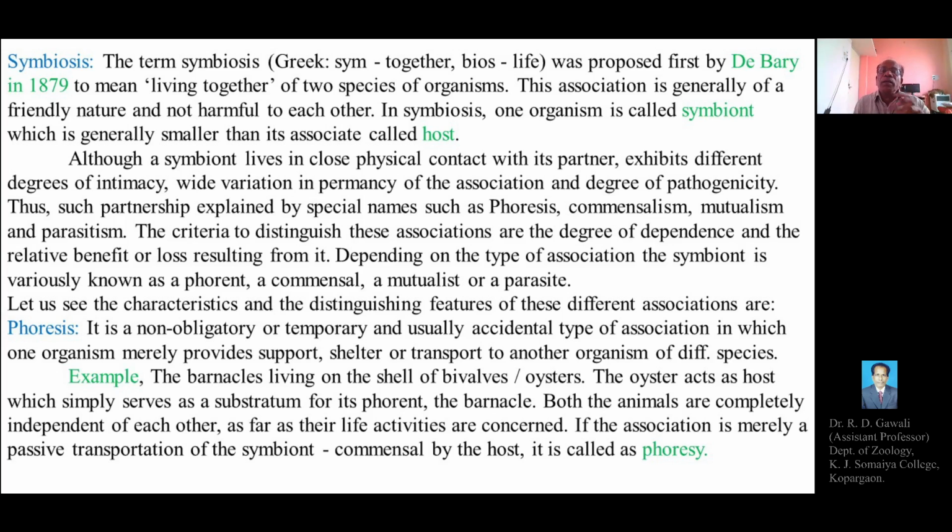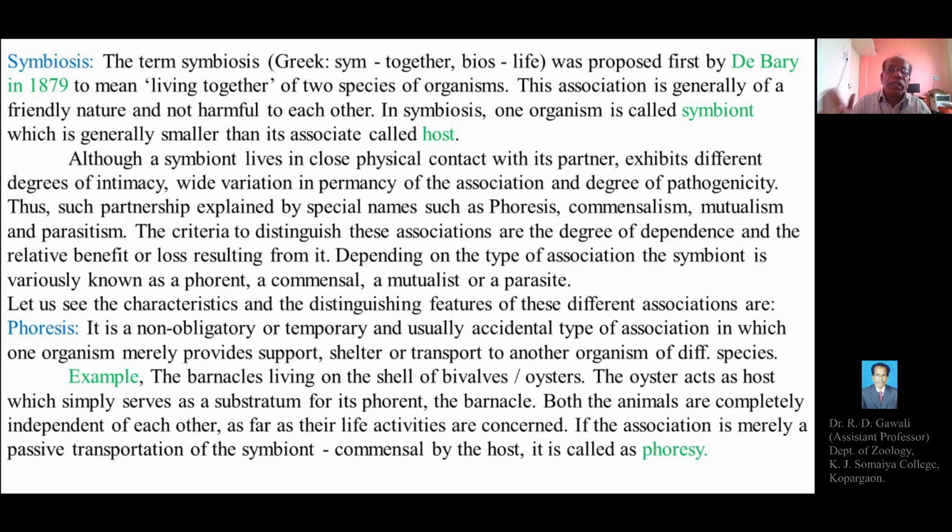The barnacles and the oysters are completely independent organisms, but the barnacle lives on the shell of the bivalve mollusk, which is the host. So the host organism, the bivalve mollusk, provides support in the form of a substratum to the phoront, the barnacle. But usually both the animals are completely independent of each other as far as their life activities are concerned.